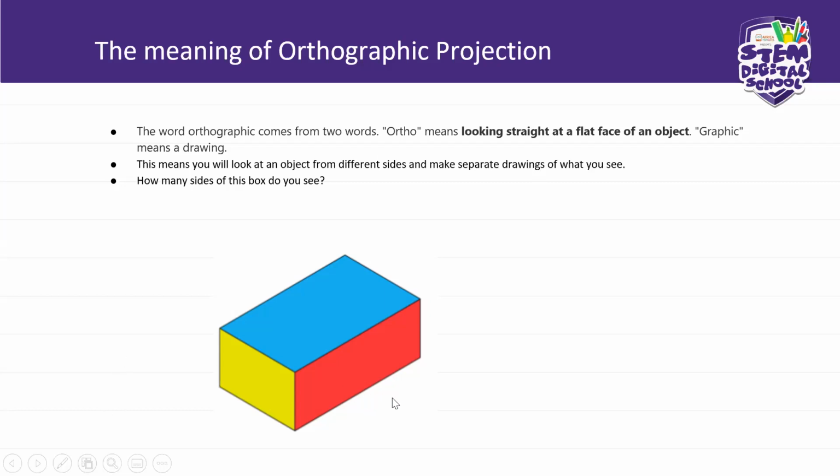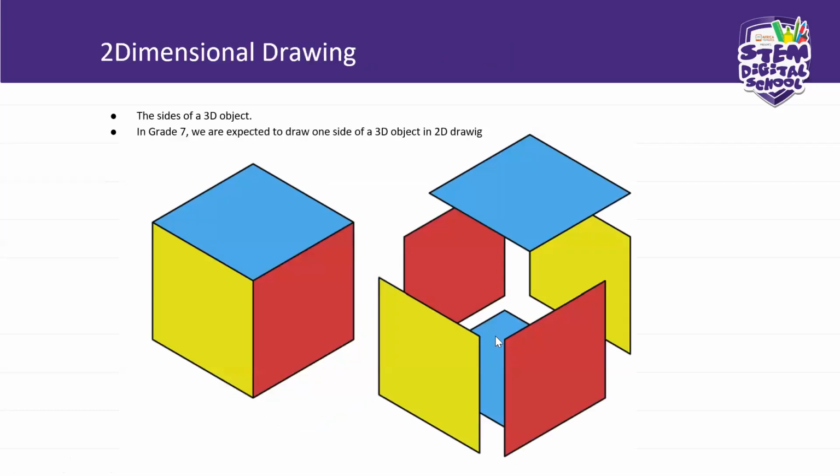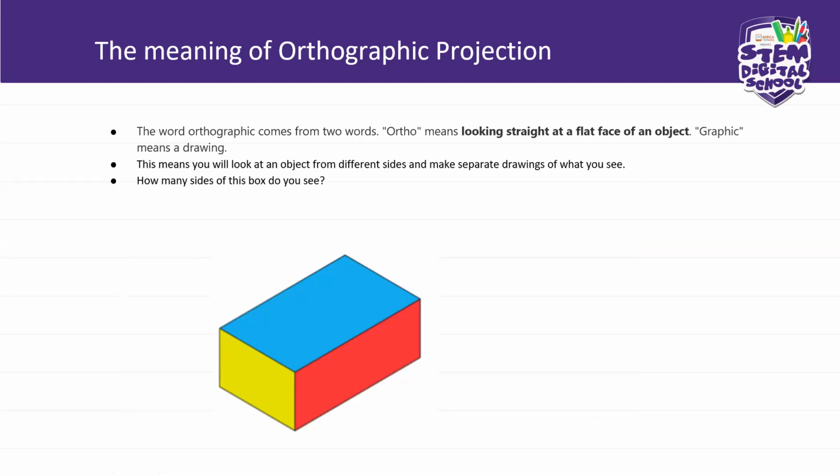The red one is the front, the yellow one is the side, and the blue one is the top. Those are the sides that we normally deal with when we are drawing two-dimensional. But in grade 7, we can just ask you to draw even the base and the back and the right side, just to see if you can draw one face two-dimensional. But normally in orthographic drawing, we deal with these sides that we can see. This means that you will look at an object from different sides and make separate drawings of what you see. You see three sides of this box.